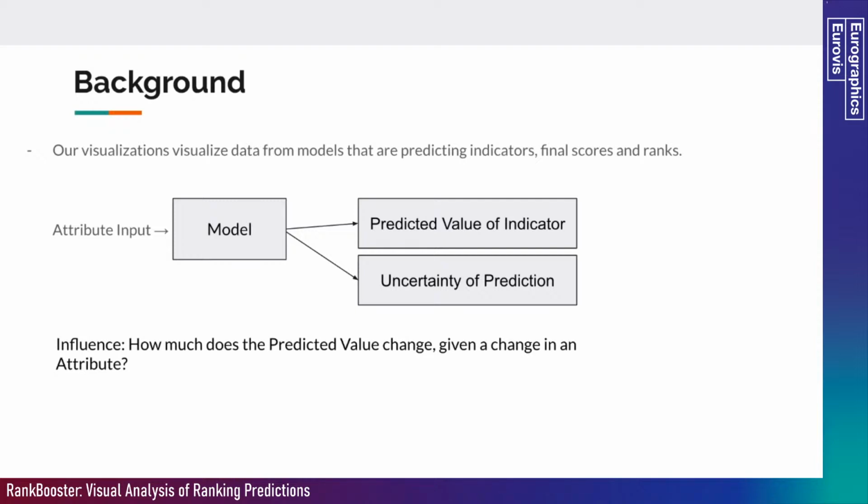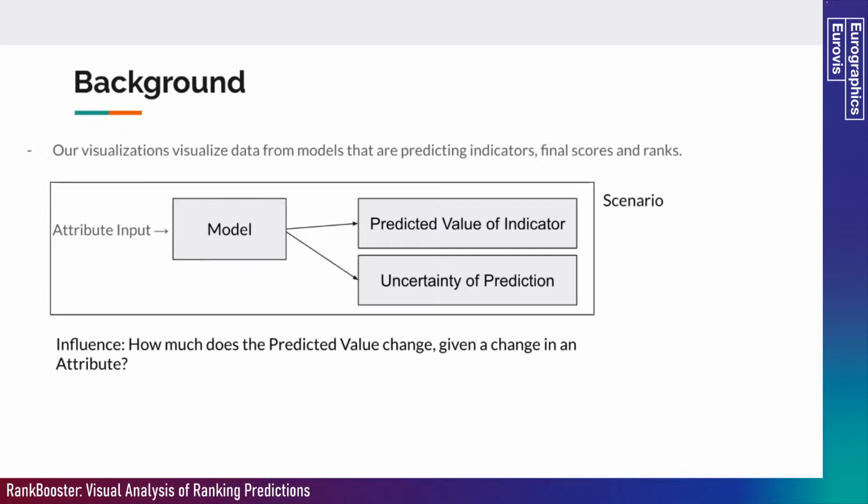Now, the way a model would work to be compatible with our system is that it would take a particular set of attributes as input and would then predict what the value of an indicator should be, as well as return a measure of the uncertainty of that prediction. One iteration of this would give us a scenario. So a scenario would be a set of attribute values and the corresponding predicted value and uncertainty measure.